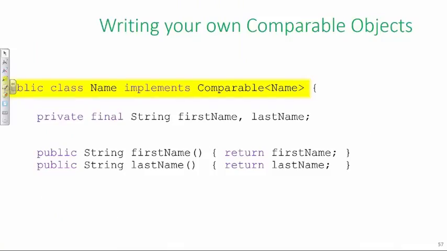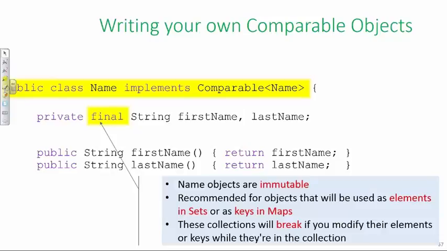So let's take a quick example of writing our own comparable object. We have a public class Name, which implements the interface Comparable of Name. We have two private final fields, first name and last name. This is not even embodying a full employee. This is just embodying the name part of a class Employee, for example. And we have first name and last name accessors, which should have been called getFirstName and getLastName to be consistent, but they just return to us the value of those private fields.